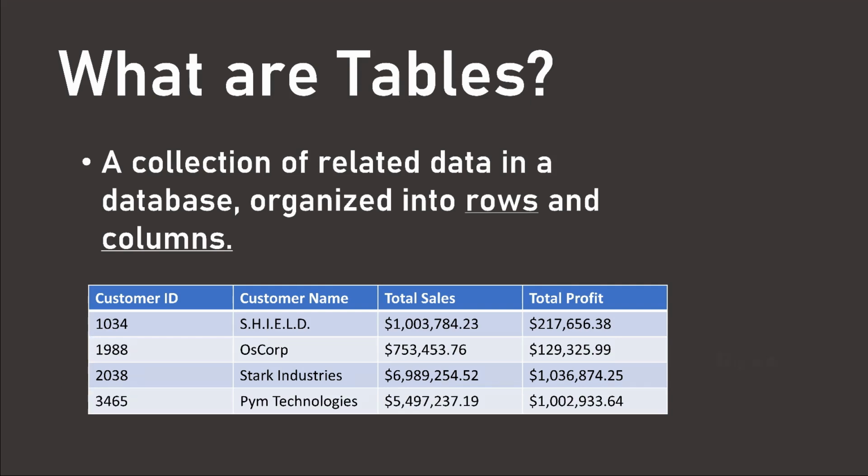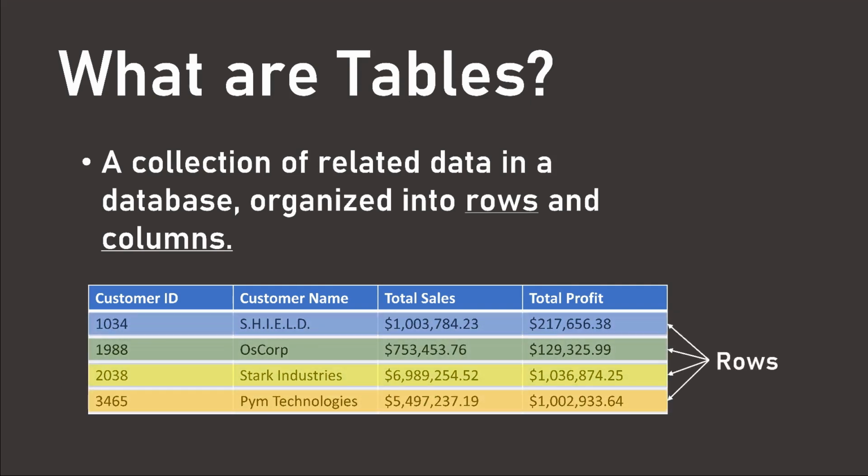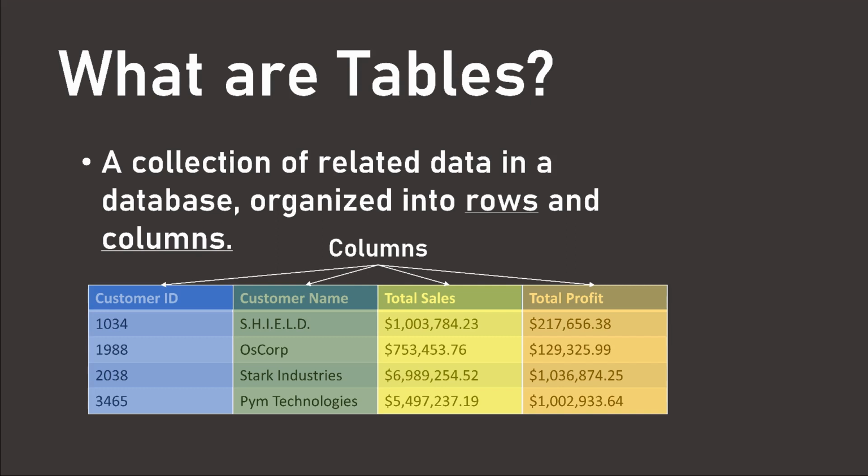This table, like any other table in a relational database, is going to be organized using rows and columns. So the rows run from left to right. They run horizontally. Meanwhile, the columns run from top to bottom. They are going to run vertically. So that's the basic layout and basic structure of how a table works in MySQL.